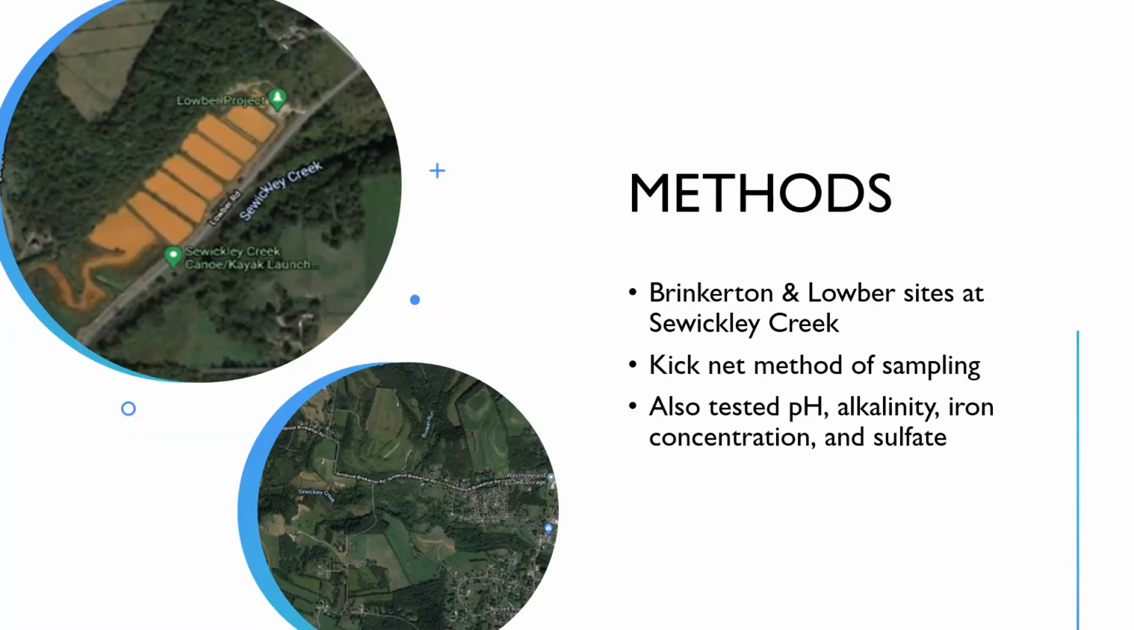The two sites we will be looking at are the Brinkerton, located right here, and the Lober, located right here, which are both along Sewickley Creek, a rural watershed in southwest Pennsylvania. At each site, 3 benthic samples were collected using the kicknet method. We also looked at the levels of pH, alkalinity, iron concentration, and sulfate.